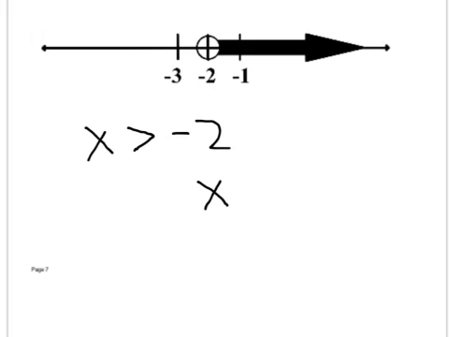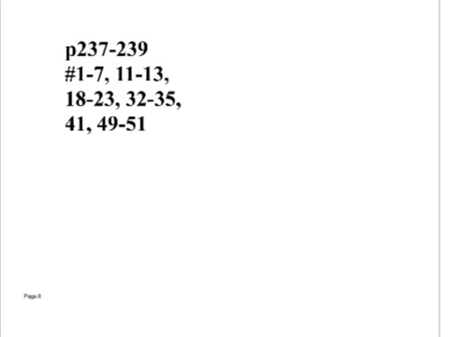Now, Mrs. Nelson, tell me the other way I could write this. Okay, I write it like this. Yeah, that way. Does this tell me the same thing? Yes, it does. And there's your assignment.